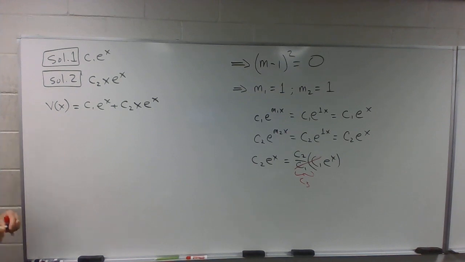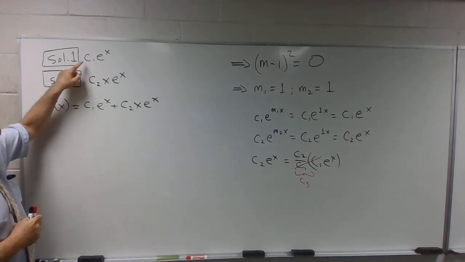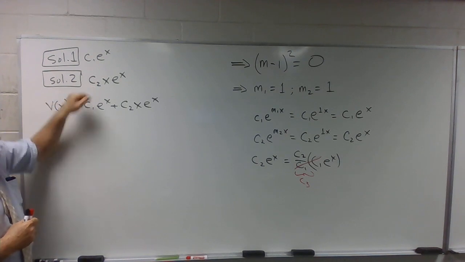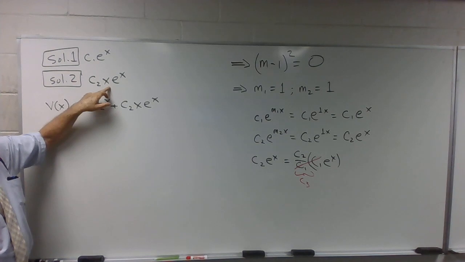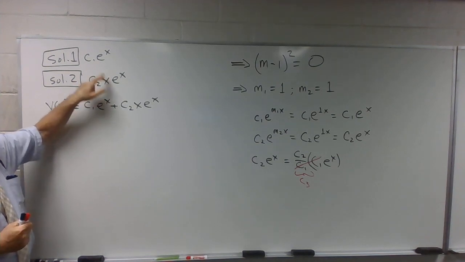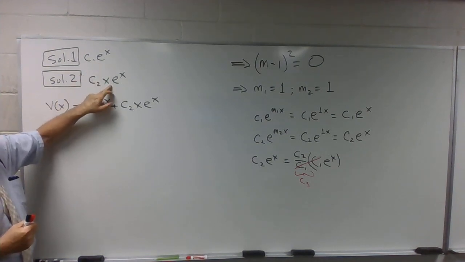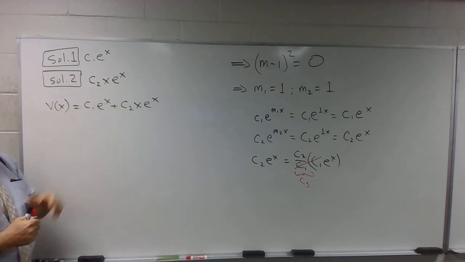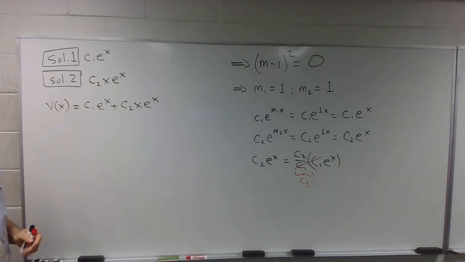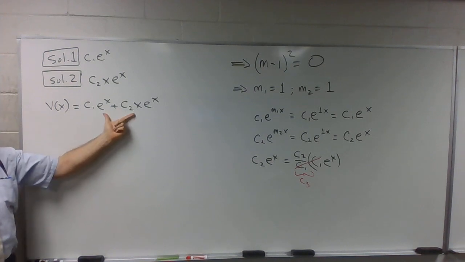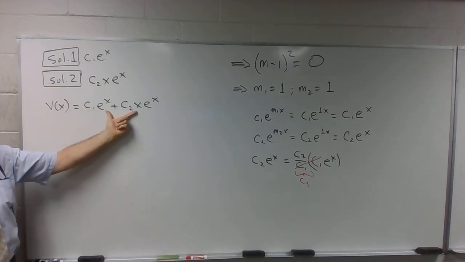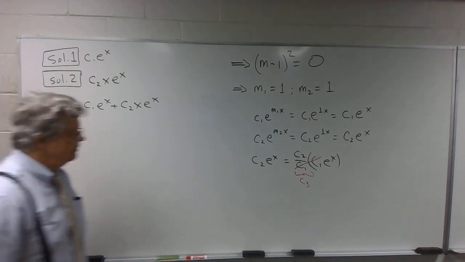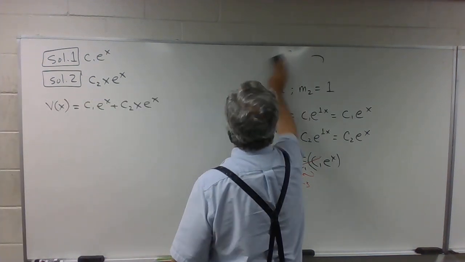Now our only concern is, okay, these two things are independent, but is this thing a solution to the complementary equation? We took this thing and multiplied it by x, so is this thing still a solution? And here's what we're going to do. We're going to show that this thing, our prospective complementary solution, is a solution to the original complementary equation.